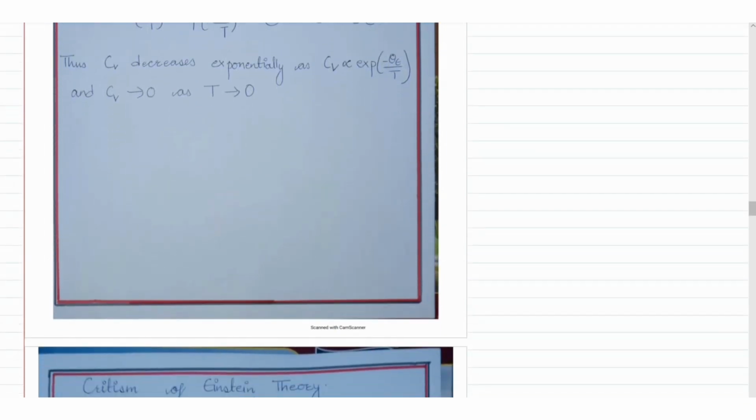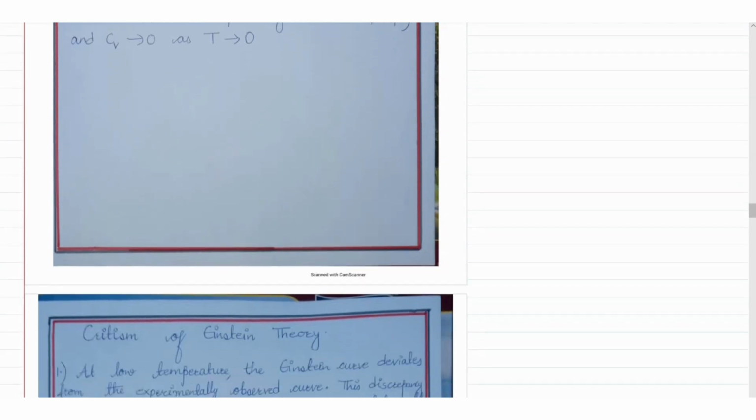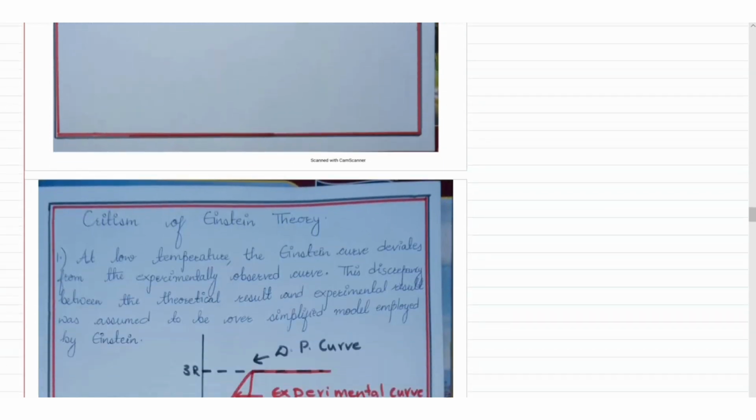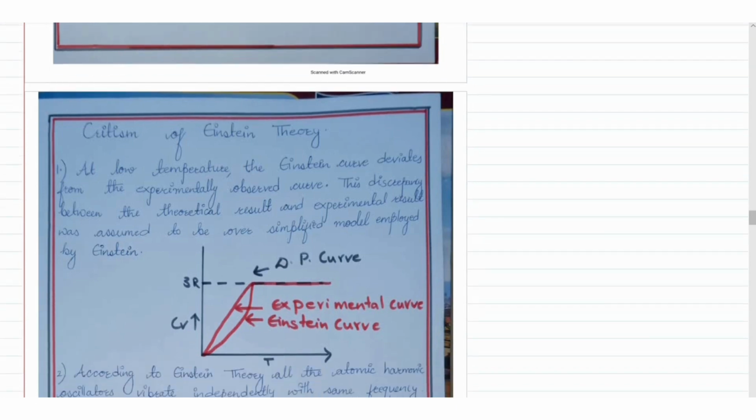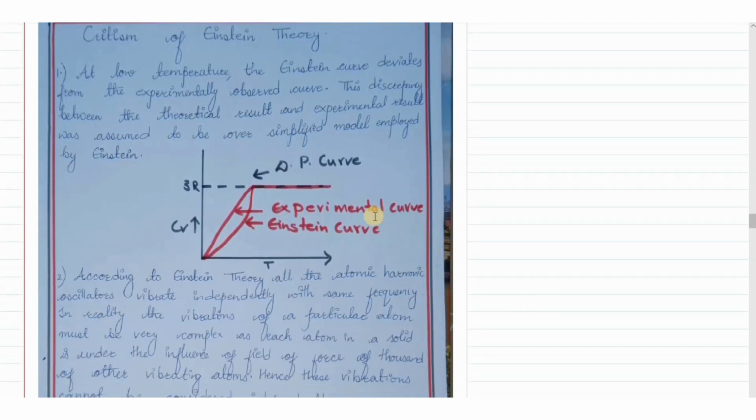So now let us see the limitation of Einstein theory. At low temperature, the Einstein curve deviates from the experimentally observed value. Here we can see that the Einstein curve deviates from the experimental curve. So this was the limitation of Einstein theory. The discrepancy between the theoretical and experimental results was assumed to be due to the oversimplified model employed by Einstein.